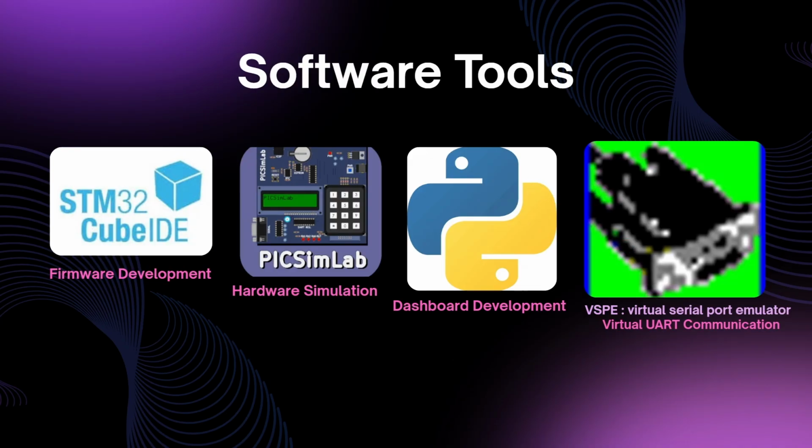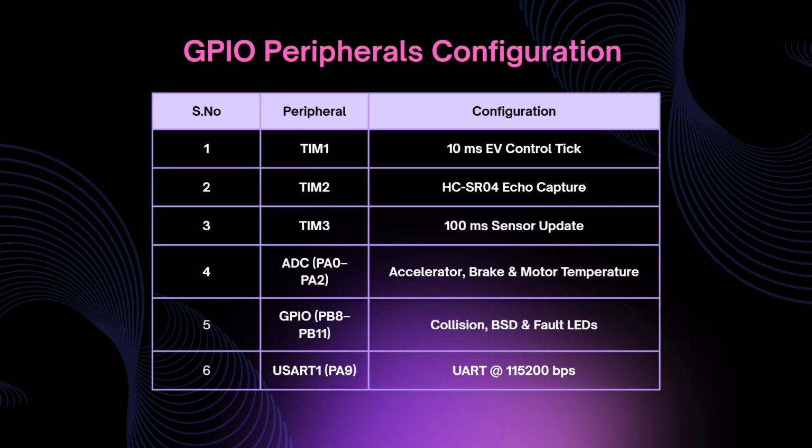Now that we have seen the software environment, let's look at the STM32 peripherals and how they are configured for this project. This slide consists of the configuration of the major STM32 peripherals used for this project. Starting with Timer 1, it is configured to generate 10 millisecond EV control ticks. This timer ensures that the control logic executes periodically at fixed intervals.